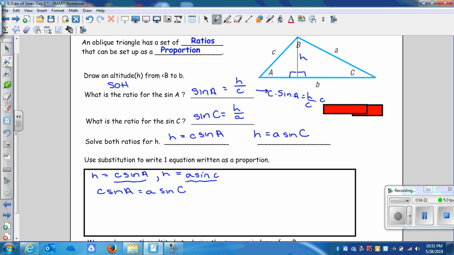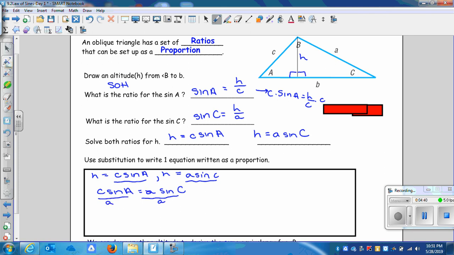So now all I have here are each of my representations for sine of an angle as well as its opposite side. So what I'm going to do is make sure that I have all the a's on the same side. So I'm going to divide by little a on both sides, which is the length.